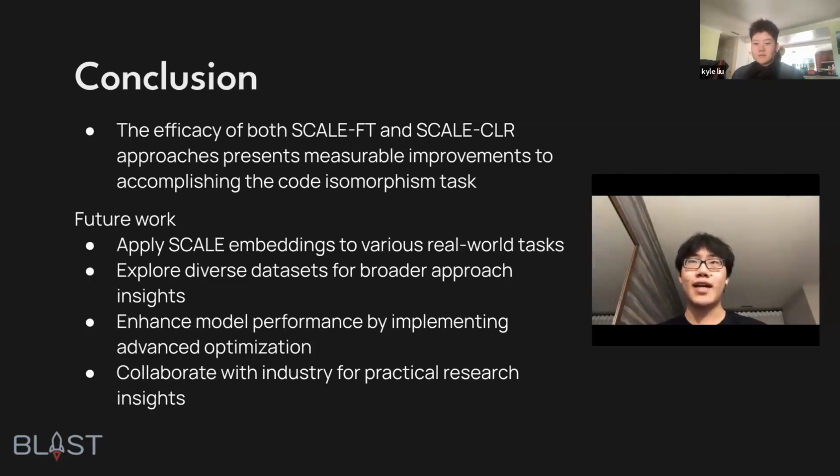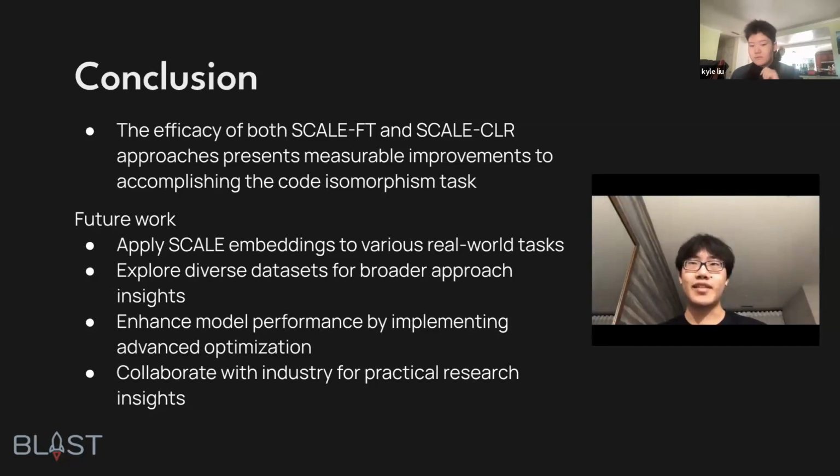These embeddings could be applied to tasks such as code summarization, bug detection, and automated code generation in order to create more efficient and precise solutions. Several steps can be taken in order to further improve the performance of our models. Exploring larger datasets in CodeNet or creating a more diverse and comprehensive dataset could provide a broader perspective on the approach's capabilities and generalizability and help reduce bias and variance.